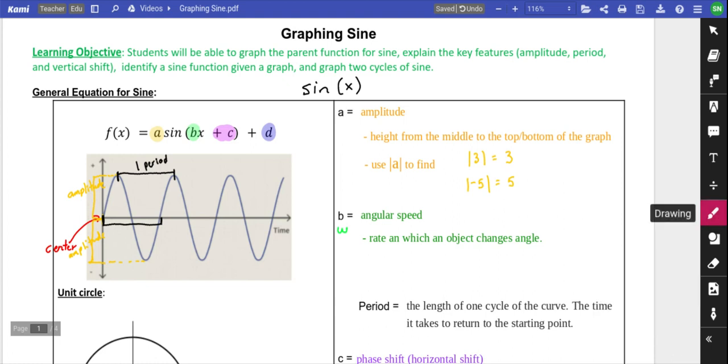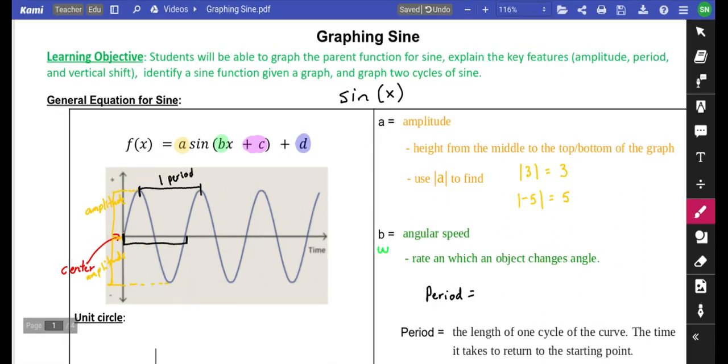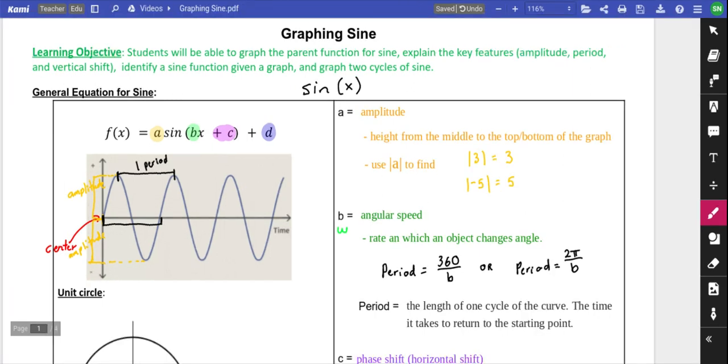In order to get the period, you divide 360 degrees by b. Or if you're using radians, then the period would be 2 pi divided by b. Remember that 360 is equivalent to 2 pi. It's just different units.